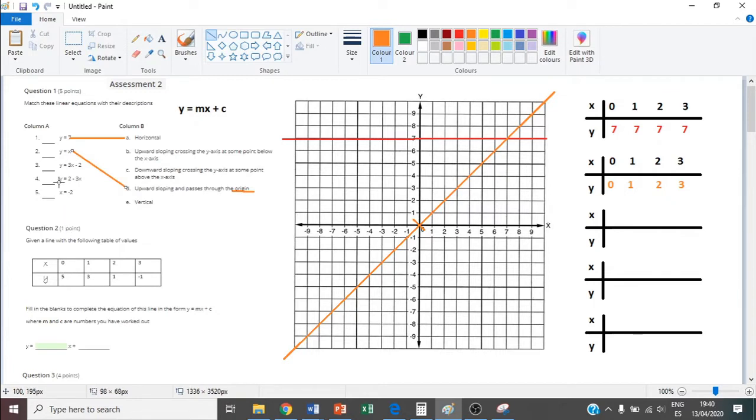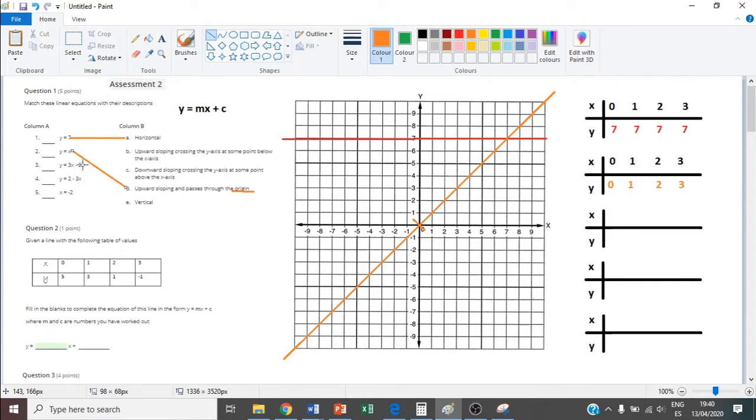Our next line is y equals 3x minus 2. Again, look at the equation of the line. You might be able to guess at which one that is right away. Y equals 3x, so 3 is the gradient. That's a positive gradient. That's an upward sloping line. It's not going to be the downward one, and it's not going to be the vertical one. It's an upward sloping line.